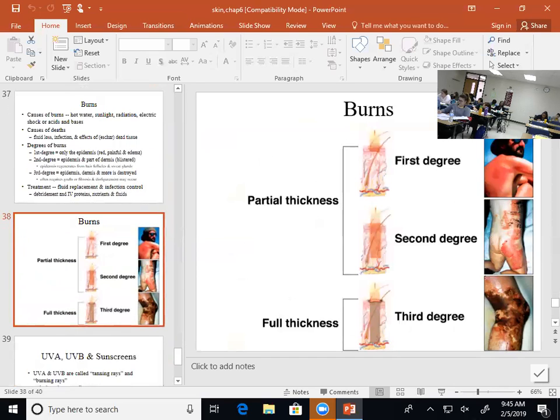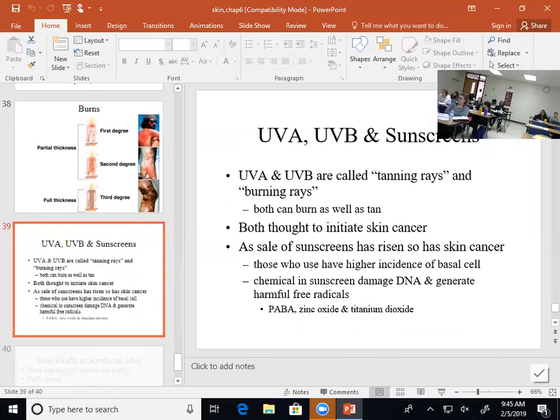And again, this is partial thickness versus full thickness. I would maybe say that this guy, how bad this is, might end up blistering tomorrow, right? So, yeah. But anyway, this is kind of what this looks like, and it's just an idea.